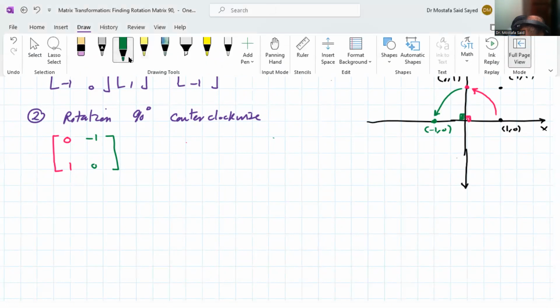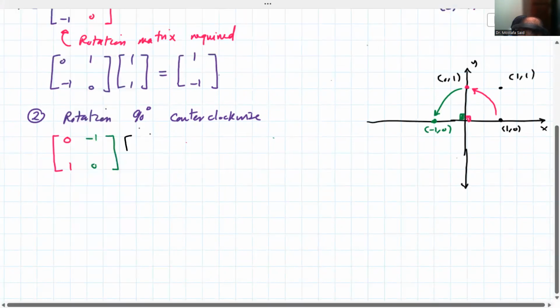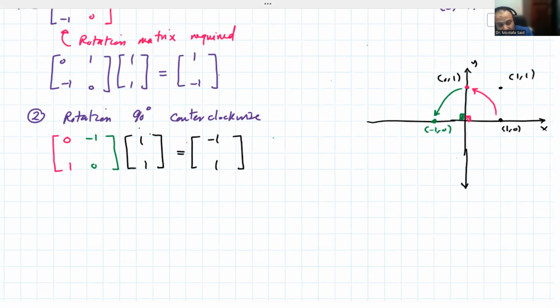Let's do the verification. Let's multiply it by our vector 1, 1. Again, we wanted to rotate 1, 1, but we started with the identity matrix. So let's multiply these two together. 0 times 1 plus minus 1 times 1 will give us minus 1. 1 times 1 plus 0 times 1 will give us 1. So let's now check that what we do in algebra is verified by geometry.